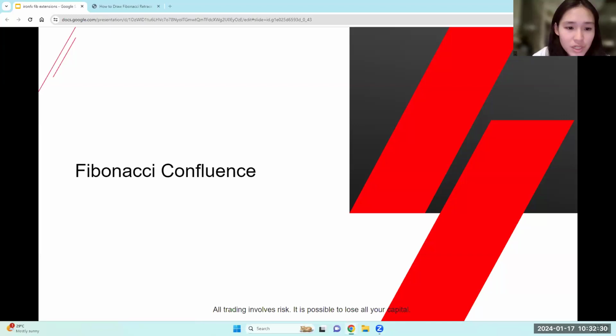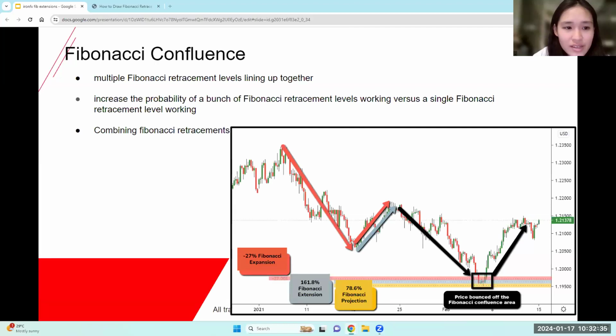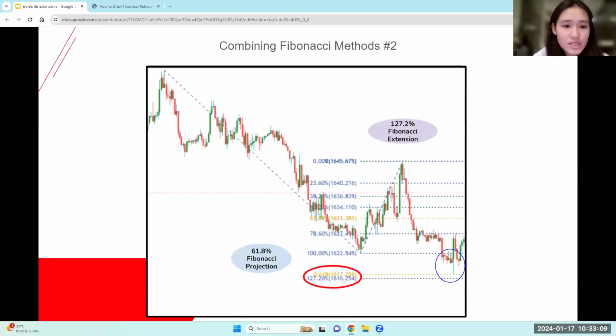Let's quickly get into Fibonacci confluence. We briefly talked about it, but I'm going to get a bit more in depth into the extensions. So we looked at this example earlier, but it's basically multiple Fibonacci levels. It doesn't have to be retracement only. As long as there are Fibonacci methods that line up nicely, it's considered a confluence area. So you're basically lining up these levels so that you can increase the probability of a bunch of Fibonacci levels working versus a single Fibonacci level working. Okay, so we looked at this example earlier.